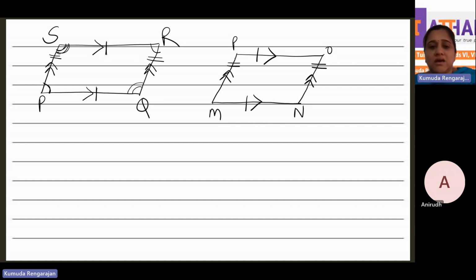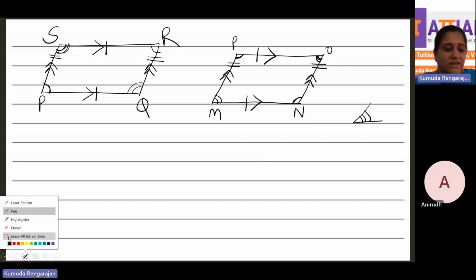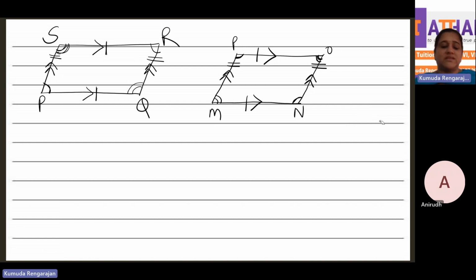Then angle P is equal to angle N. Then angle M is equal to angle O. Mark it two times like this. If there's another angle, you can mark it three times, like 1, 2, 3 times. Here, there is no other angle; there are only 4 angles. So these are the properties of a parallelogram.